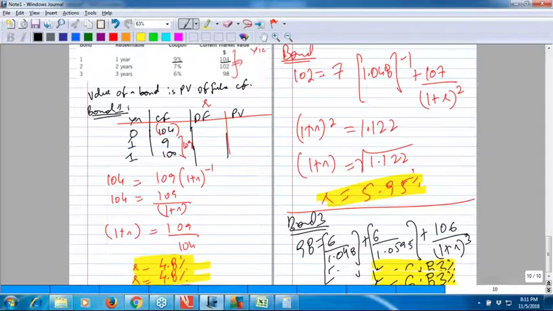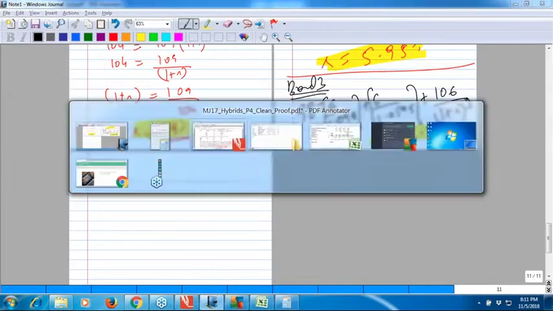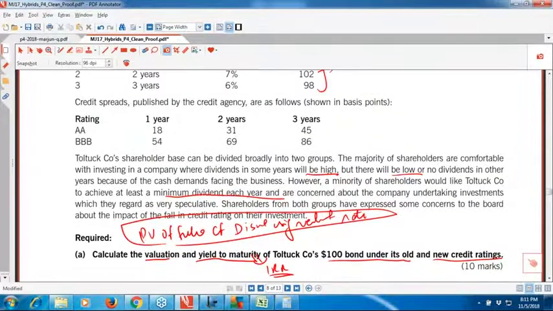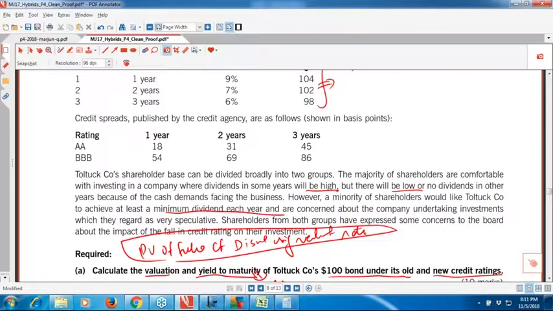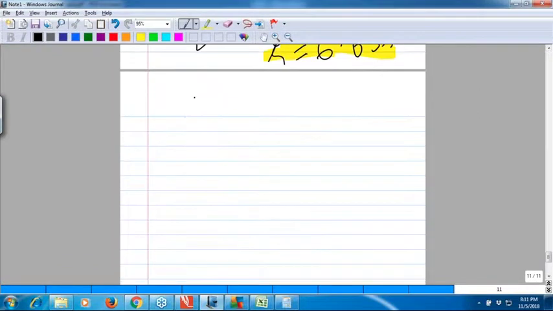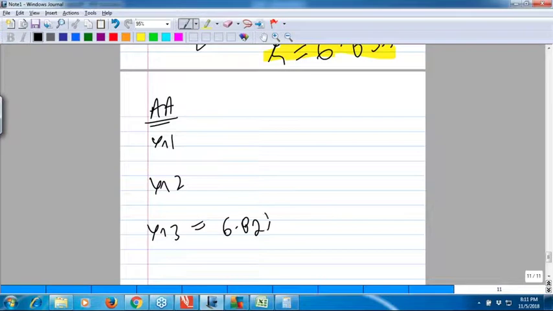Okay, now next. Basically our question's requirement was to calculate the valuation and the yield to maturity. So how would you calculate the valuation and the yield to maturity of the bond? Let's talk about it. Basically you need to have the relevant yield curves, because without the relevant yield curve you can't do it. So if your credit rating is AA, year one, year two, and year three, 6.82%, 5.95%, 4.8%.